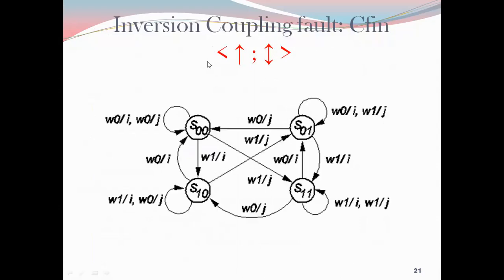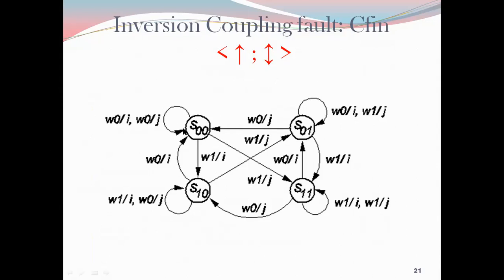The representation of inversion coupling fault is this. This means an upward transition in my aggressor is going to complement my victim. So this represents the transition of the aggressor, and after this semicolon, what I get is the transition of the victim. Okay, so let's see how it has changed in our case.